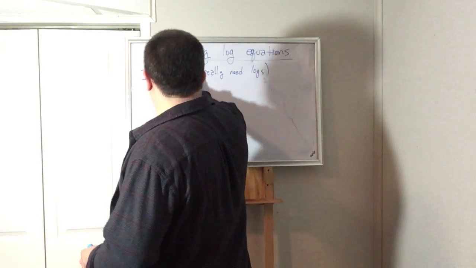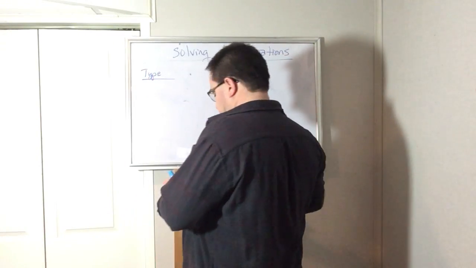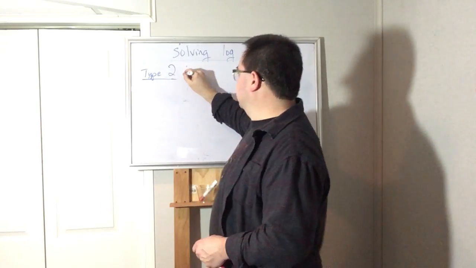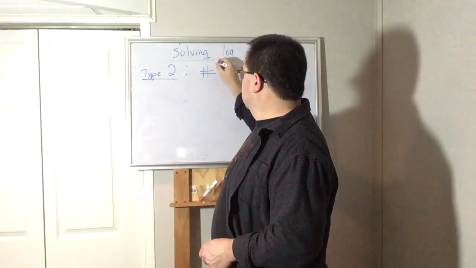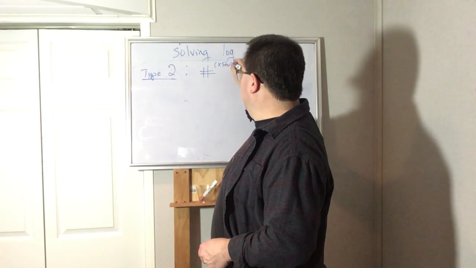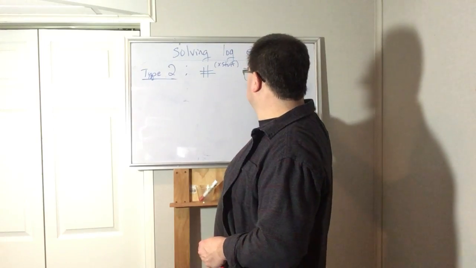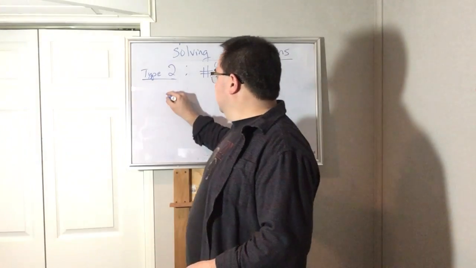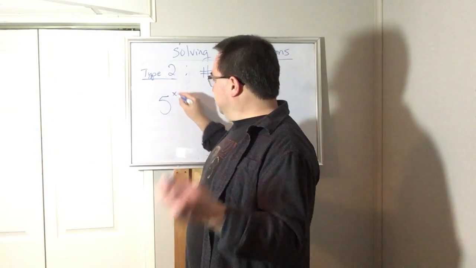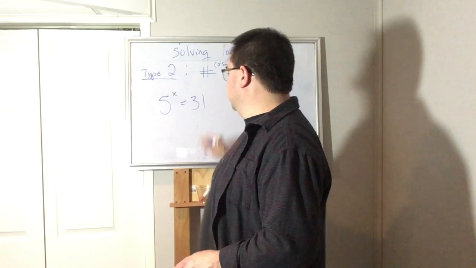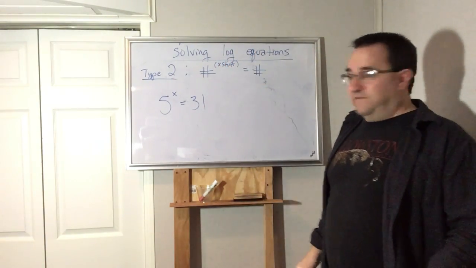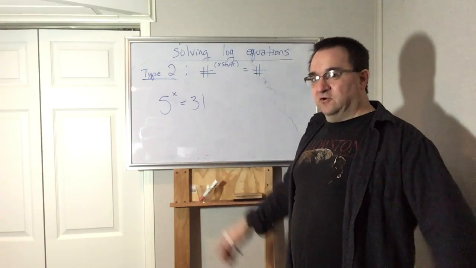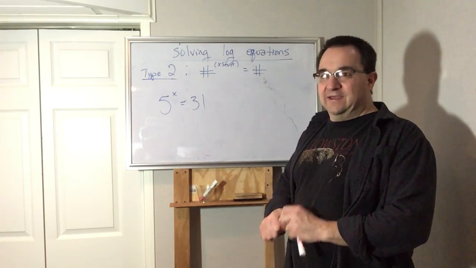Let's try type 2. Type 2 looks like this. A number to x stuff power equals another number. So if you see that, let me give you a for instance. 5, let's just make it to the x equals 31. Now, 5 squared is 25, and 5 to the third is 125. This is not a whole number answer. How do I get what x is?